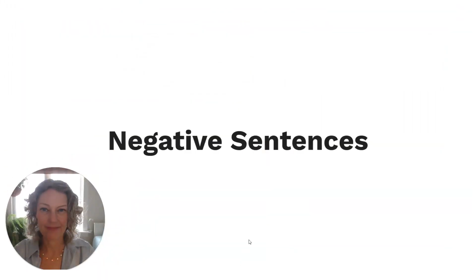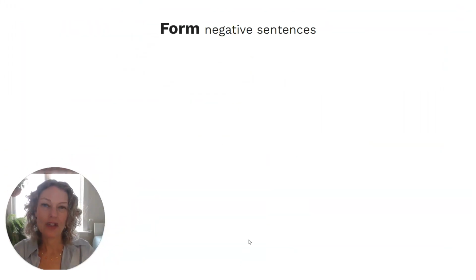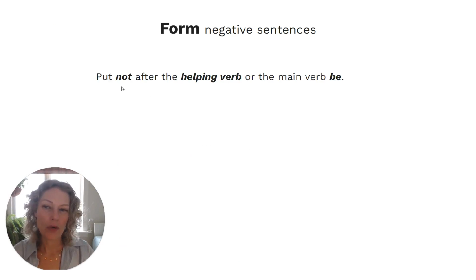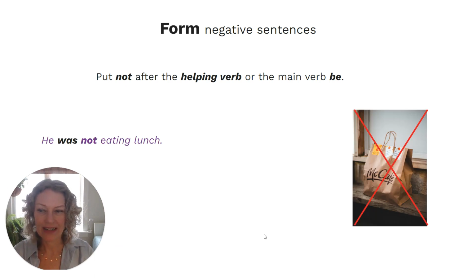In this lesson, I'll discuss how to make negative sentences. To form negative sentences, we need to put the word not after the helping verb or the main verb be. So here's an example. He was not eating lunch.